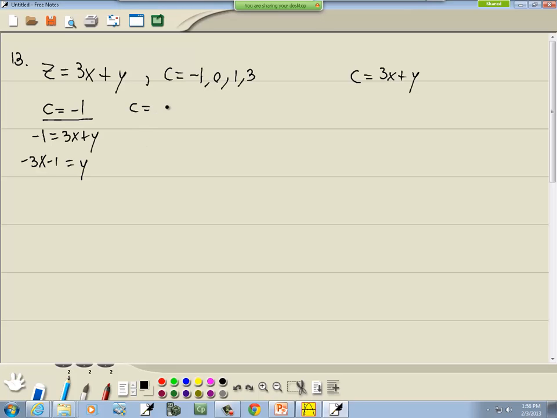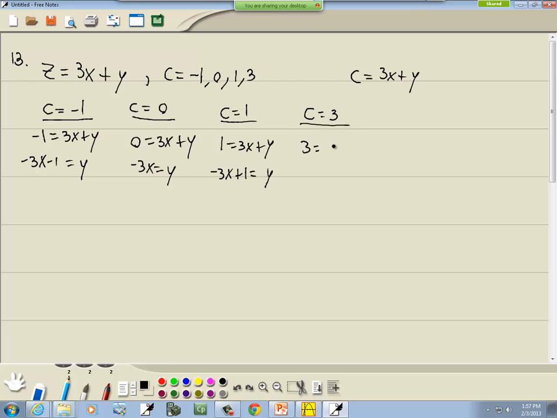Now in this one, we'll plug in c is equal to 0. So we've got 0 is equal to 3x plus y. Take that over. We've got y is equal to -3x. And if we plug in c is equal to 1, we've got 1 is equal to 3x plus y. Take that 3x over, we get -3x plus 1 is equal to y. And c is equal to 3. We get 3 is equal to 3x plus y.